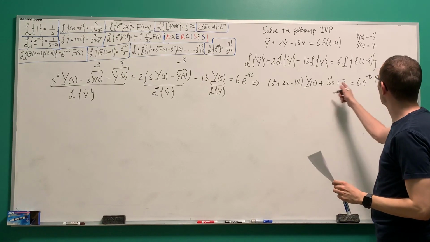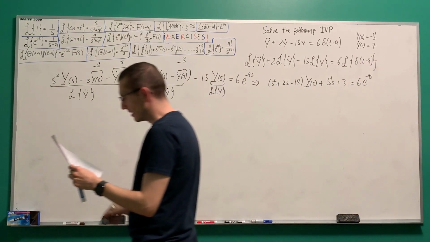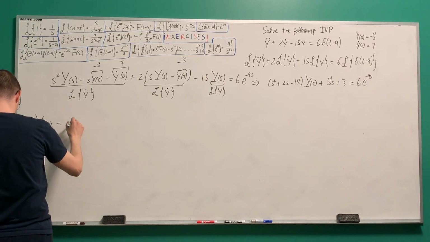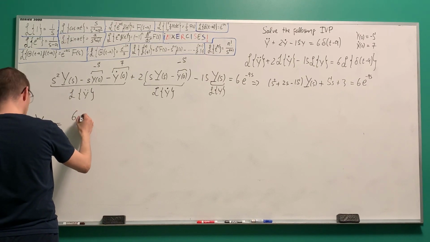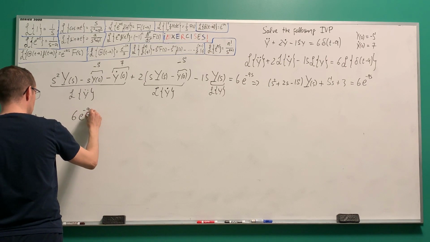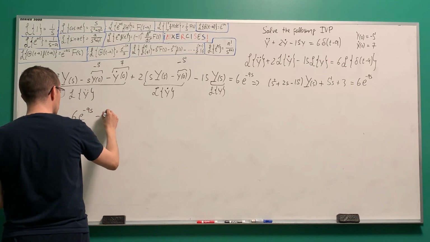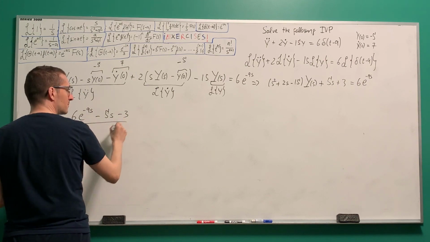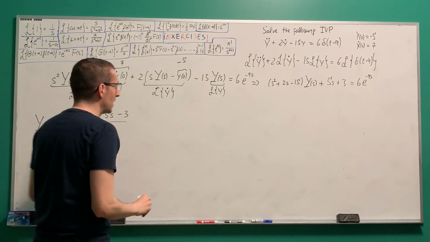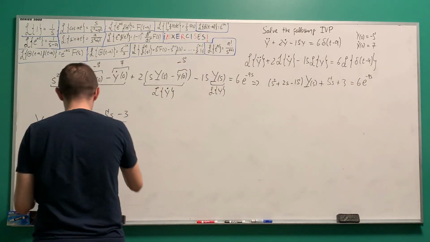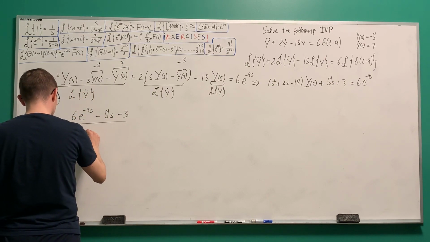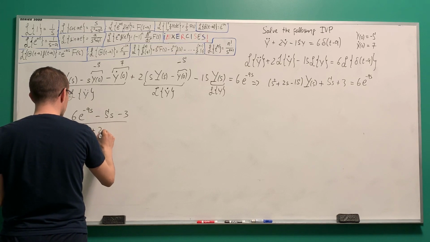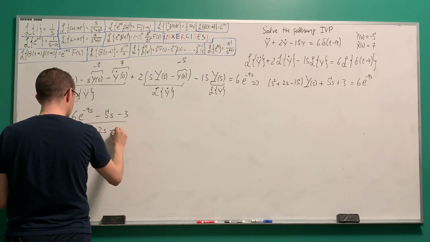Alright, so that means I can solve for Y, and that means that Y of s is equal to 6 e to the minus 9s minus 5s minus 3. So I put everything on the right hand side that is not multiplying Y, and I divide by the coefficient of Y, s squared plus 2s minus 15.